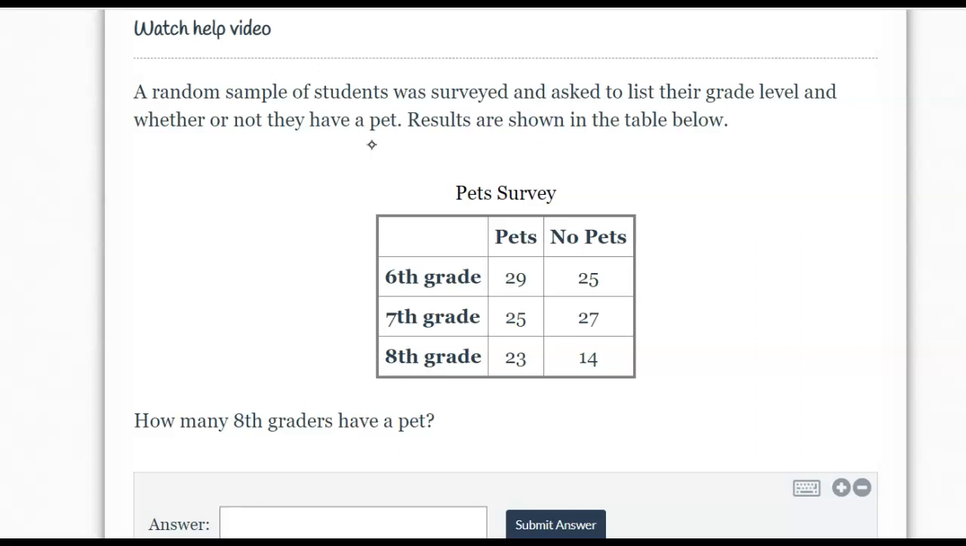How many 8th graders have a pet? Okay, so we're just going to use our table. Find our 8th graders. How many of them have a pet? So we look at the pets column. That would be 23. So that's what you're doing. You're going through and you are going to analyze tables. Read for details as to what you're being asked to find.